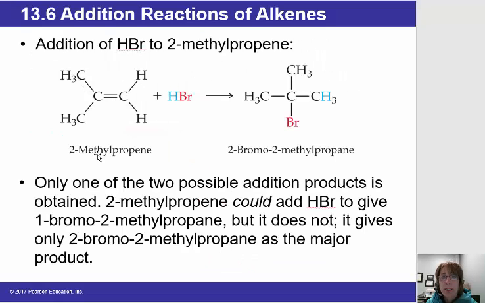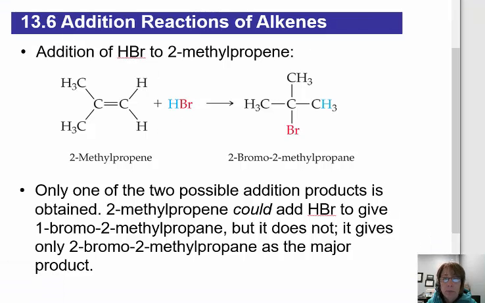Let's look in more detail at an actual reaction, and let's consider HBr adding to 2-methylpropene. When we look at this addition process, there are actually two potential products. In one of the products, the hydrogen in the HBr could add to the carbon on the left to form a single bond with it, and the bromine could bond to the carbon on the right to form a single bond with it. As it turns out, we see very, very little of that product.